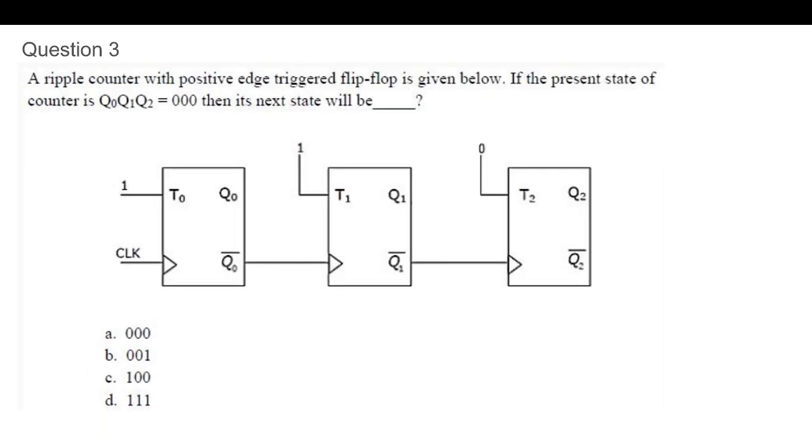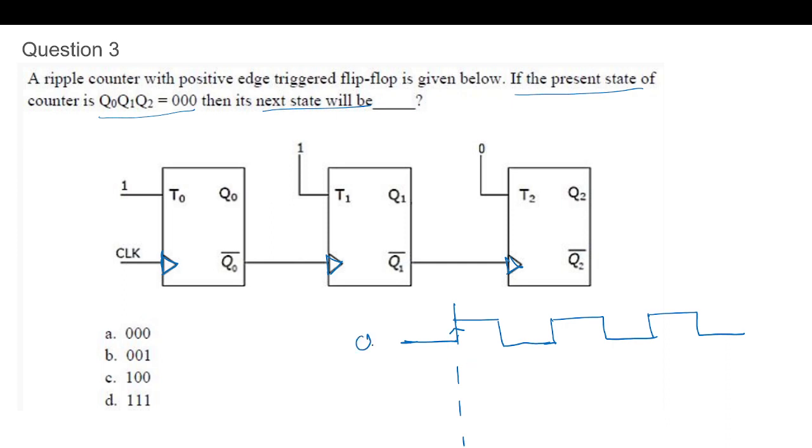And then next question, a ripple counter with positive edge. So it is positive edge trigger. There is no bubble here. So it's a positive edge trigger. If the present state of the flip-flop is all 0, then the next state will be? And it is a T flip-flop, toggle flip-flop. So we want only one state, and it is active high, positive edge triggered. So at the positive edge, this is the clock.